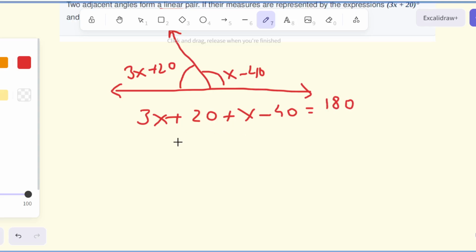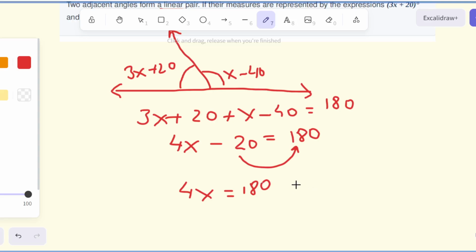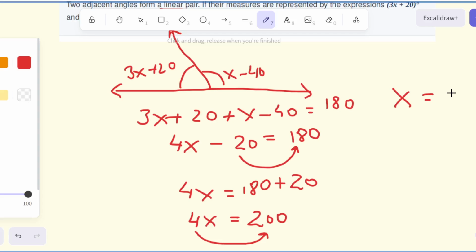Now 3x plus x will be 4x. Combine the like terms. And minus 40 plus 20 is minus 20, right? Now take minus 20 to this side. We'll get 4x equal to 180 plus 20, because the minus becomes plus on the other side. And then you get 4x equal to 200. Now take 4 to the other side. 4 is getting multiplied with x, so it goes to the other side and gets divided. So x equals 200 divided by 4, which is 50. So x is 50.